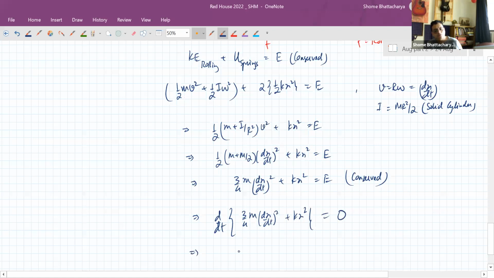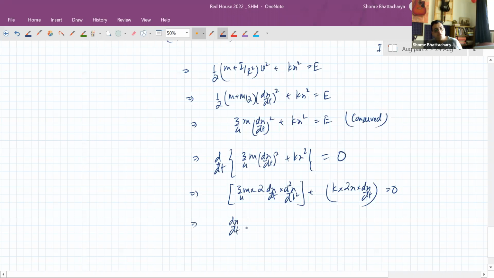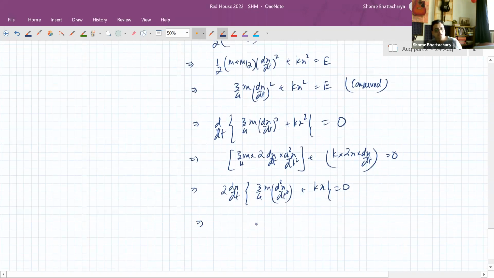That should be 0, right? So 3 by 4 m into 2 times dx by dt into d2x by dt square plus k into 2x into dx by dt is 0. So you can take dx by dt common. So we have 3 by 4 m d2x by dt square plus kx is 0. So this is giving you a value of omega square.